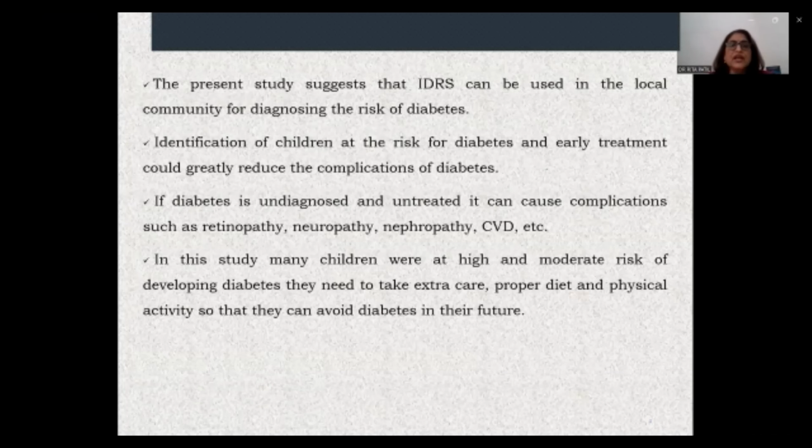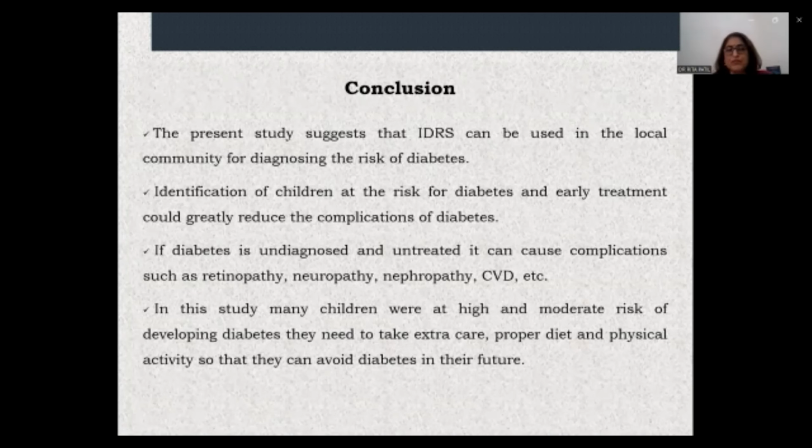I would like to conclude over here. The present study suggests that IDRS can be used in the local community for diagnosing the risk of diabetes. Identification of children at the risk of diabetes and early treatment could greatly reduce the complications of diabetes. If diabetes is undiagnosed and untreated, it can cause complications such as retinopathy, neuropathy, nephropathy, cardiovascular diseases, etc. In this study, many children were at high and moderate risk of developing diabetes. They need to take care, eat a proper diet, and be physically active so that they can avoid diabetes in their future. Thank you.